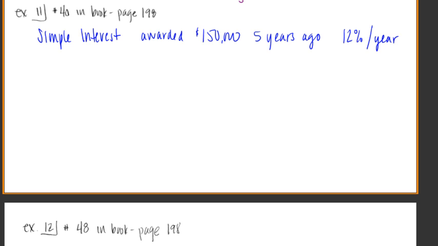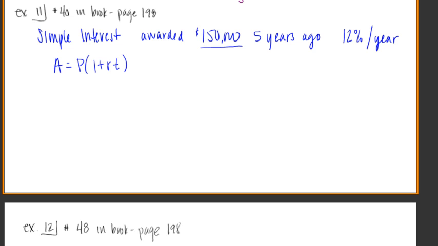Okay, so just reading through the problem initially, it talks about that Jennifer was awarded $150,000 5 years ago at 12% per year, simple interest. So if they were going to give the equivalent of that award today, how much would they have to cut the check to her? Obviously, we're using the simple interest formula. So we want to use A equals P times (1 plus RT). Okay, simple interest formula. Now, she was awarded $150,000 5 years ago.